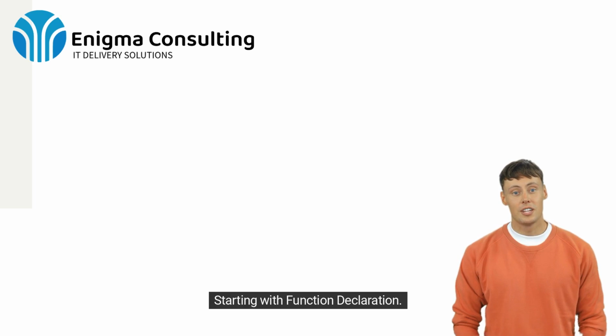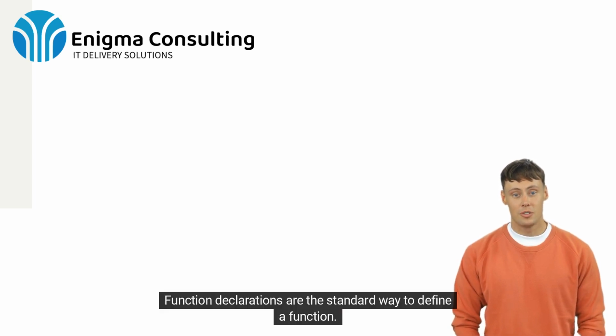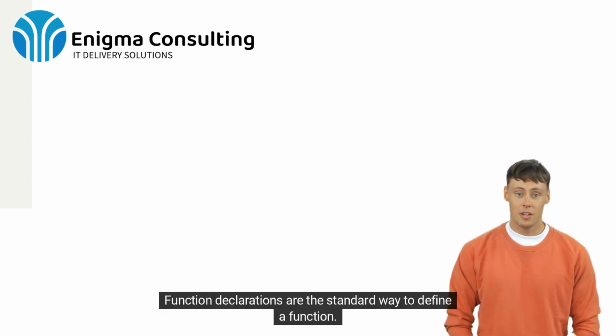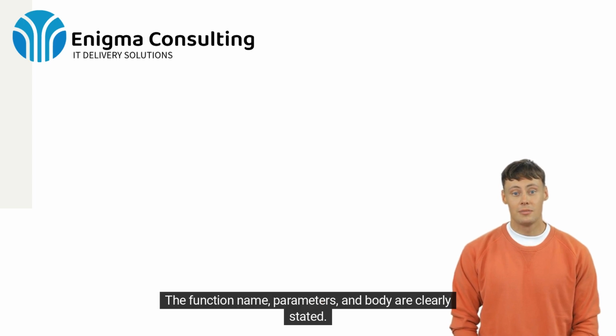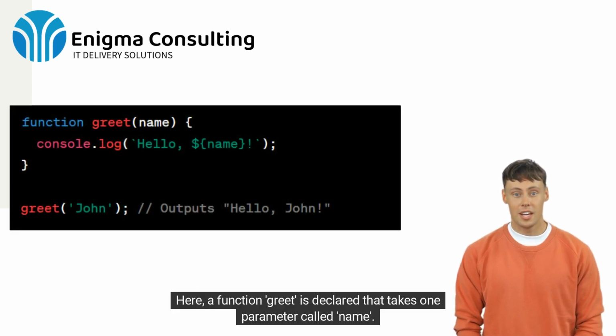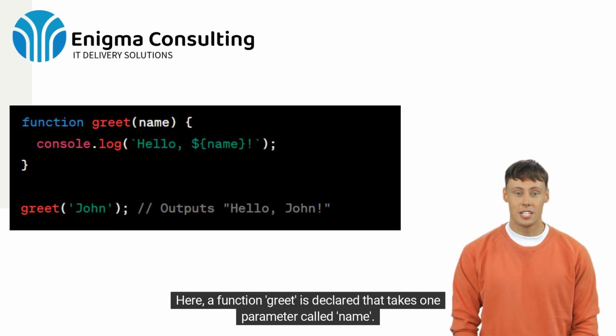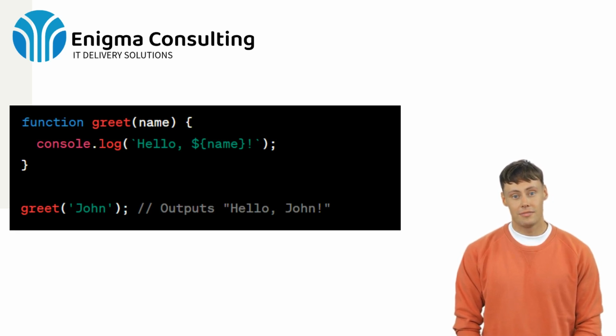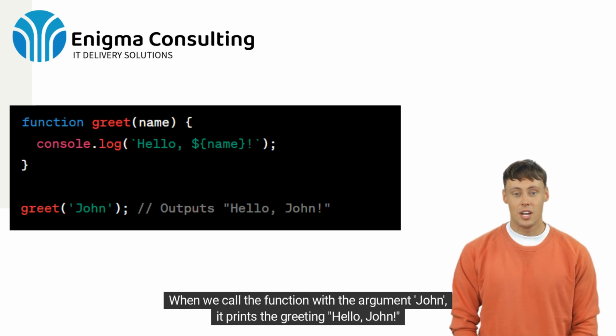Starting with function declaration. Function declarations are the standard way to define a function. The function name, parameters, and body are clearly stated. Here, a function greet is declared that takes one parameter called name. When we call the function with the argument John, it prints the greeting, "Hello, John."